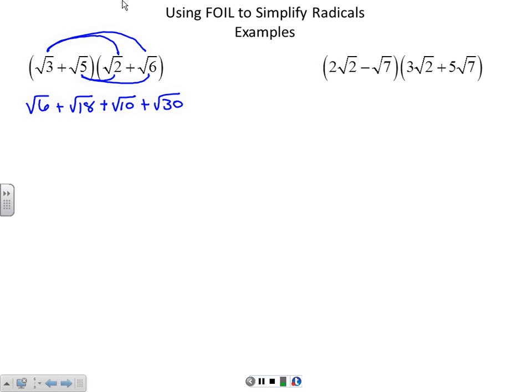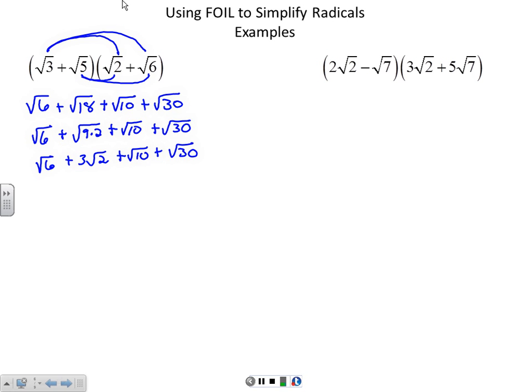And then we need to simplify where we can, and the only one of these four that will simplify is this 18. 18 will break down into 9 times 2. And none of the others have a perfect square factor, so they won't break down. So your final answer is going to be the square root of 6 plus 3 square root of 2 plus the square root of 10 plus the square root of 30. And none of those are like, so you can't put any of those together.